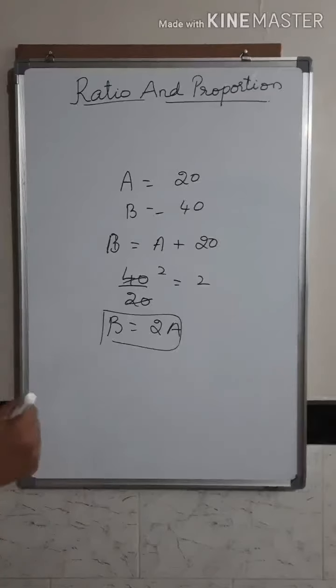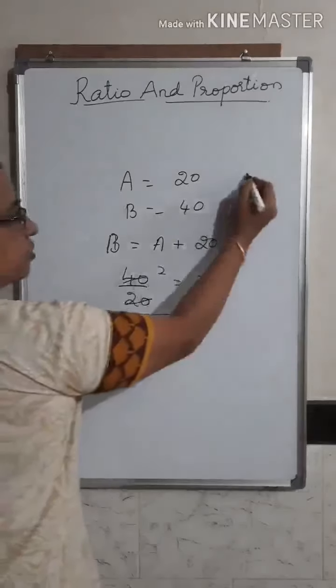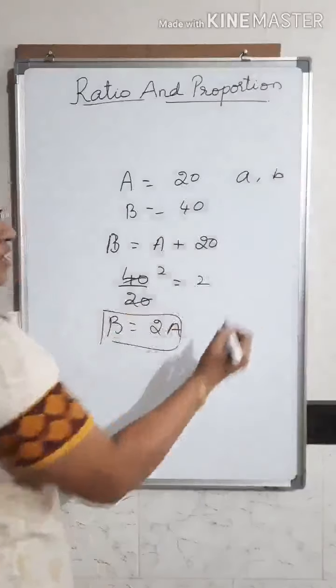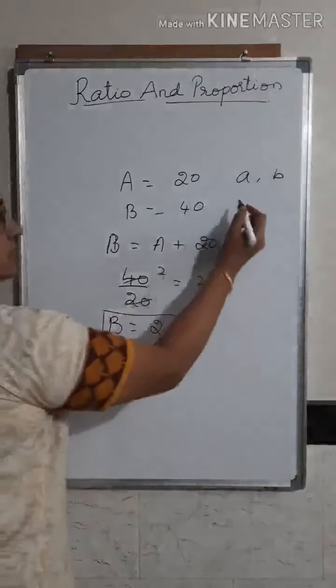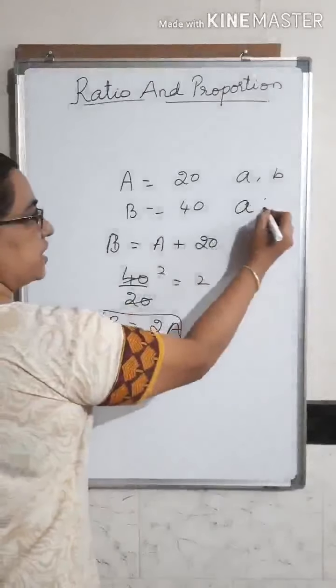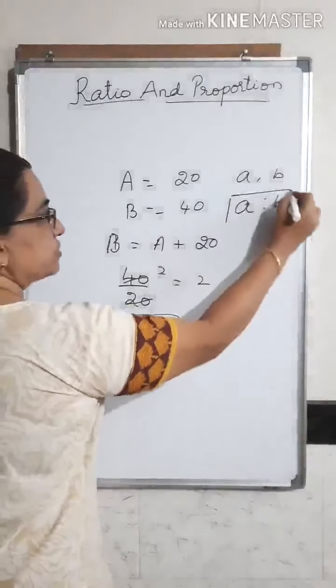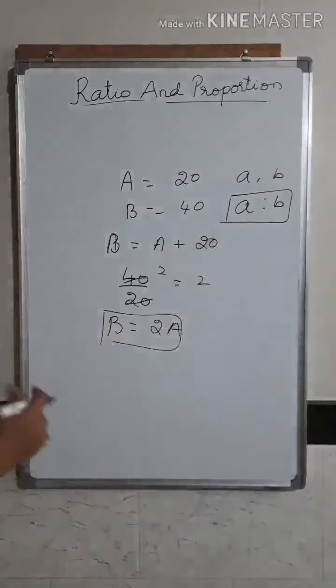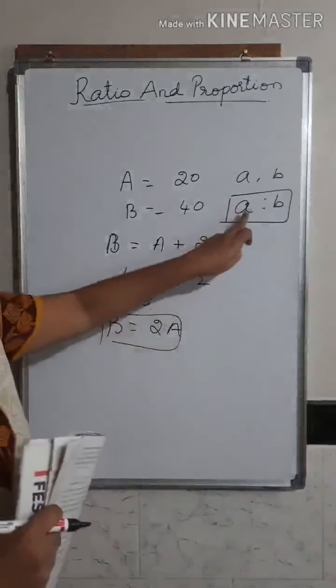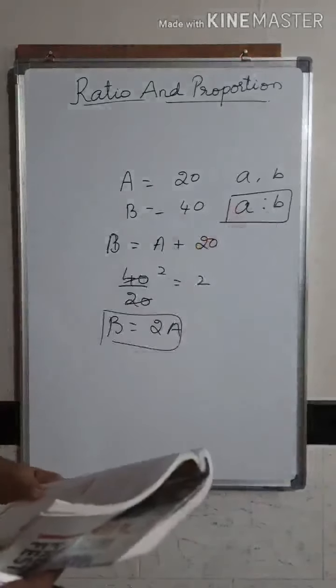Any given ratio is written as, suppose you are taking the quantities as A and B as two different quantities, then this symbolically is written as A is to B. So this is the symbolic notation of writing the ratio, and it is read as A is to B. That is the first property.